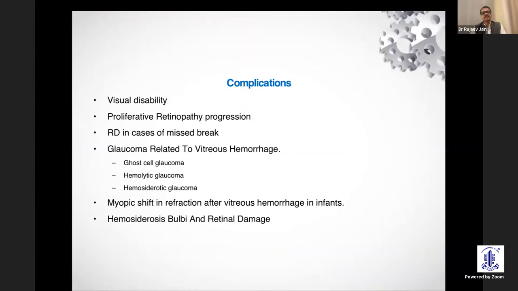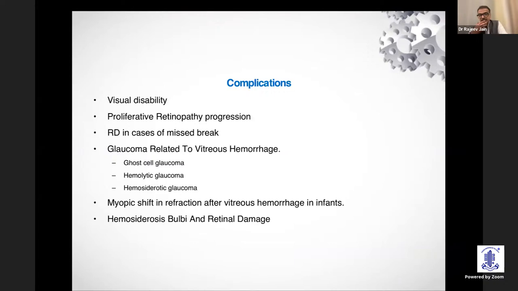So what are the complications of vitreous hemorrhage if we leave it unattended? It causes visual disability, for which the patient has come to us. There can be background to proliferative retinopathy progression if we don't treat the patient on time. If we have missed a break, then there can be retinal detachment. And of course, glaucoma related to vitreous hemorrhage, like ghost cell glaucoma, hemosiderotic glaucoma, and hemolytic glaucoma.